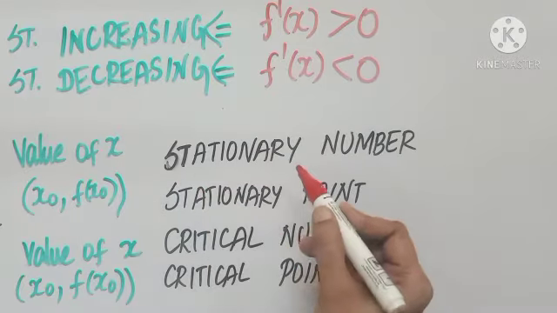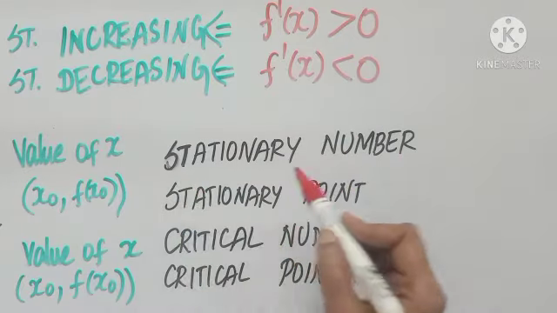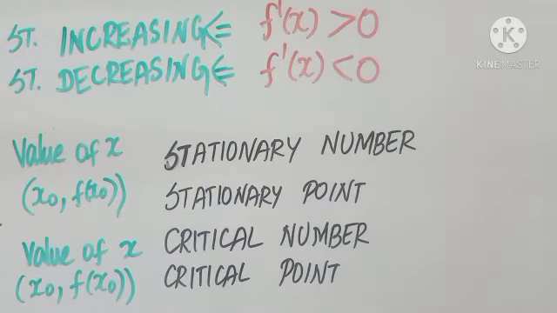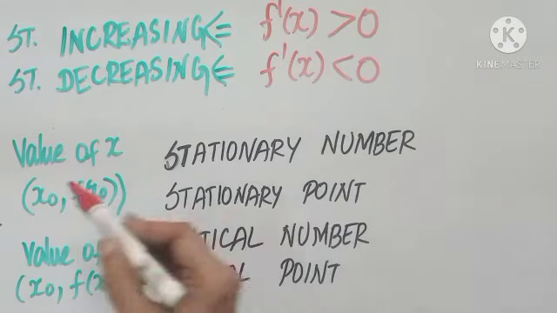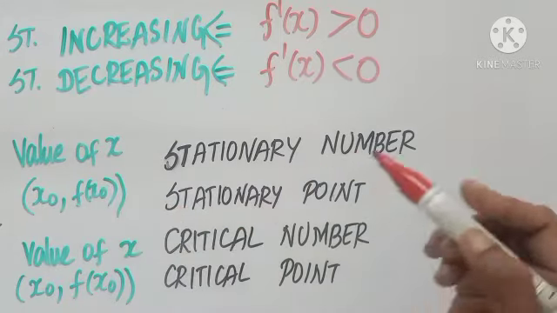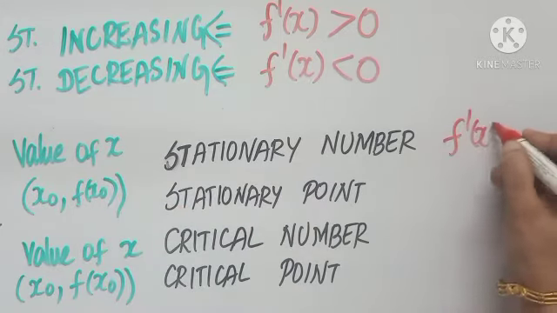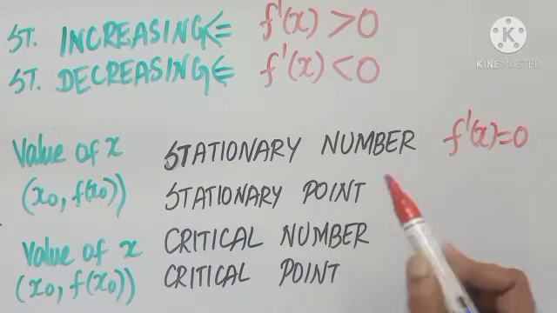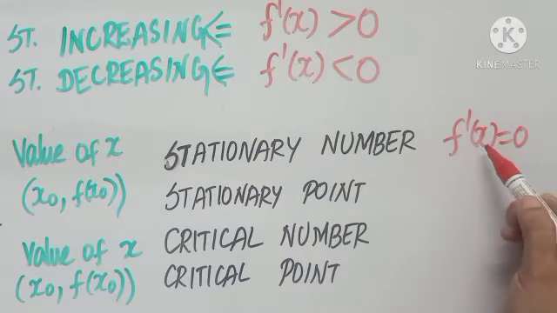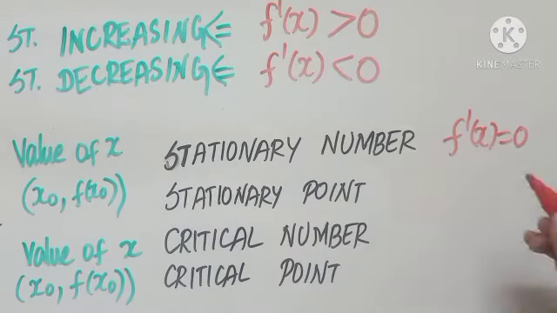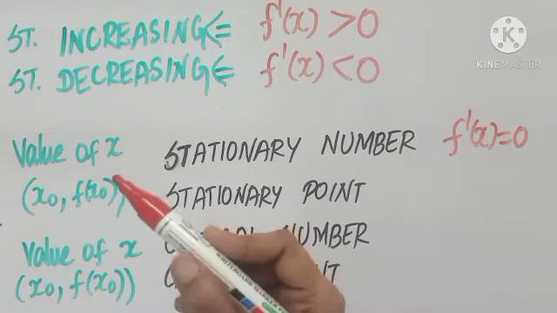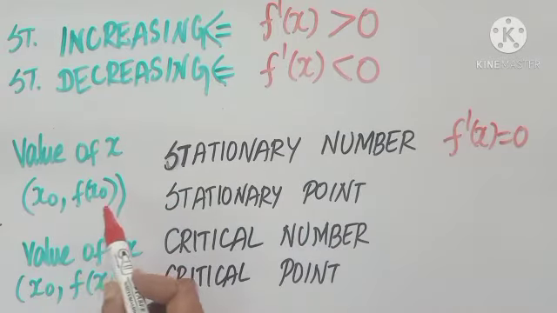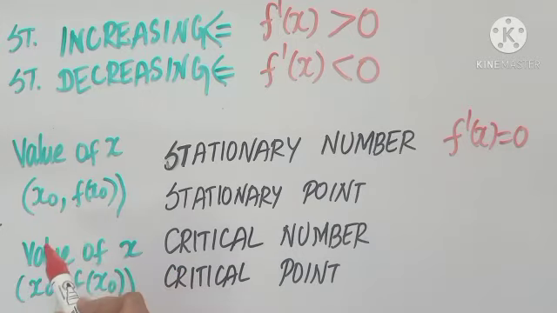That particular point where it is still, we call a stationary point. A stationary number tells me the value of x at which f dash of x is equal to 0. From this I will get an x value, say x naught. That x naught I substitute in f of x and I get f of x naught. So whenever we write it as an ordered pair, x and y value, I call it a stationary point.